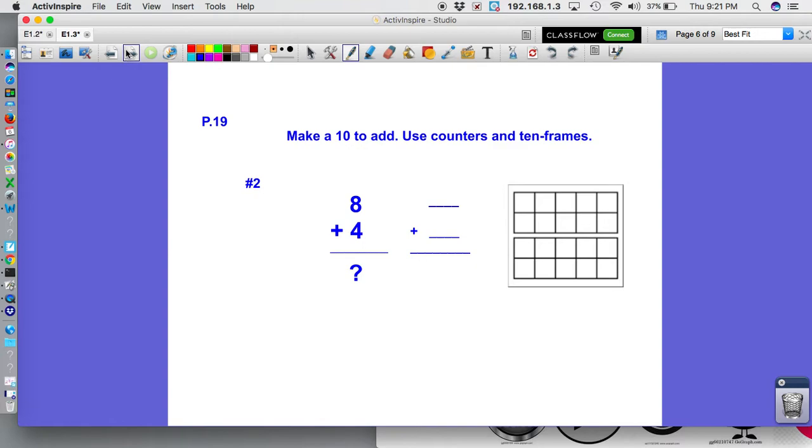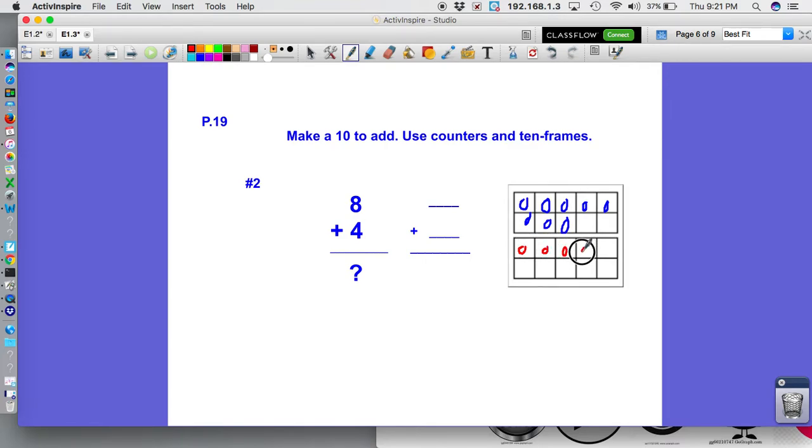See if you can try and do this one by yourself. 8 plus 4. Make a 10 to add. Pause the video. To add, we're going to have 8 counters on top. And we need 4 counters on the bottom.